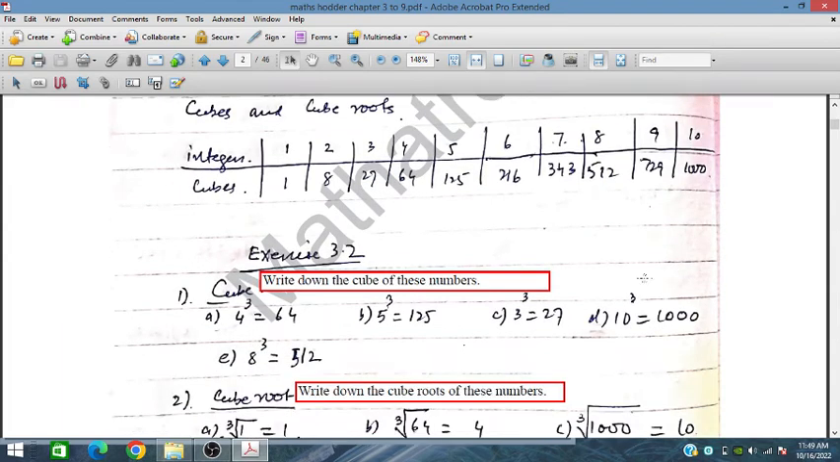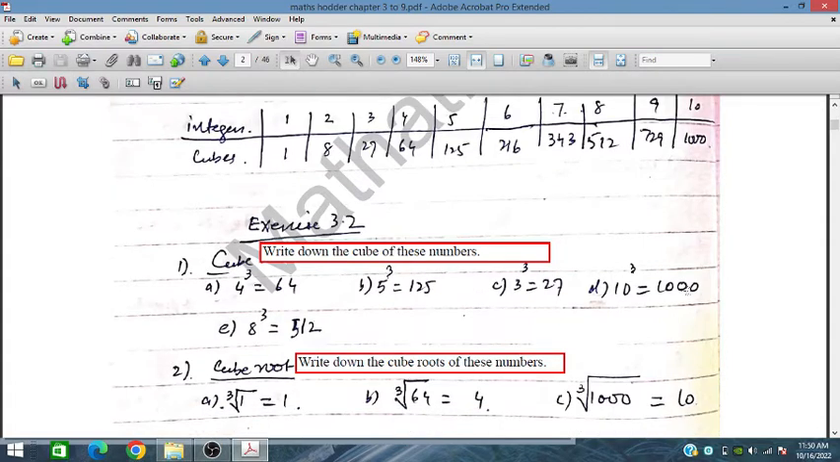Similarly, for the cubes and cube roots, at least for 10 numbers: 1, 8, 27, 64, 125, 216, 343, 512, 729 and 1000. These are the numbers that usually occur in indices and surds topics especially. Write down the cubes of these numbers.